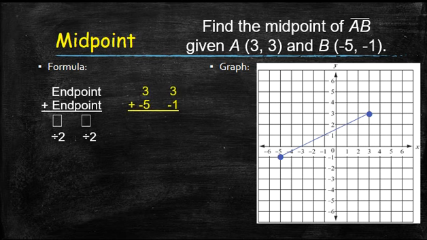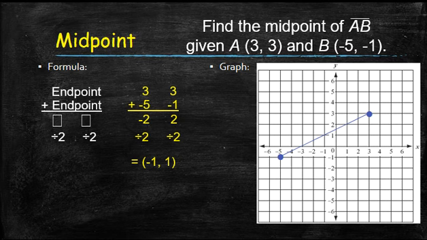So my endpoints, (3, 3) and (negative 5, negative 1), I'm going to add those together. That gives me (negative 2, 2). Then it's the midpoint. It's the halfway point, so I divide by 2. Negative 2 divided by 2 is negative 1. 2 divided by 2 is 1, so my midpoint is (negative 1, 1).